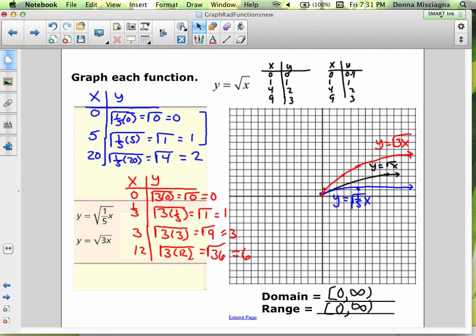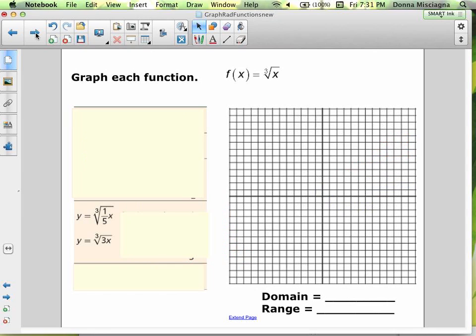Let's graph the perfect cubes, and then we're going to talk about the stretch. Let's graph these for the cubes, the cube root of 1/5 x and the cube root of 3x, and then we'll talk about what effect that coefficient in front of x has when it's inside the radical. All right, so we've got, oh, actually, I'll be consistent. We'll graph it in blue.